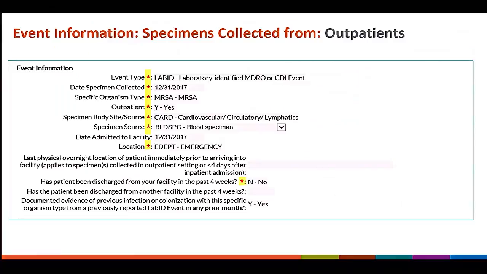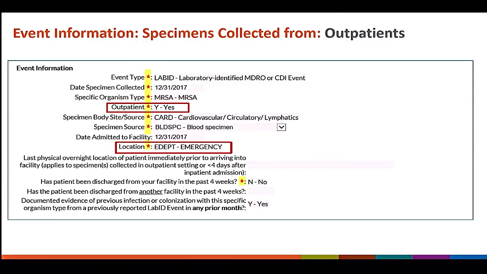So now let's look at submitting a lab ID event, entering into NHSN for your outpatient locations. It's the same, just as Denise stated, if you see an asterisk beside the field, then that is a required field and it must be completed. So you would do outpatient. If it was in an outpatient location, your emergency departments, emergency rooms, depending on the part of the country you're in, or your 24-hour observation, you would enter yes. This would provide a drop-down box for all of your locations that you have mapped in your facility that are considered outpatient locations.